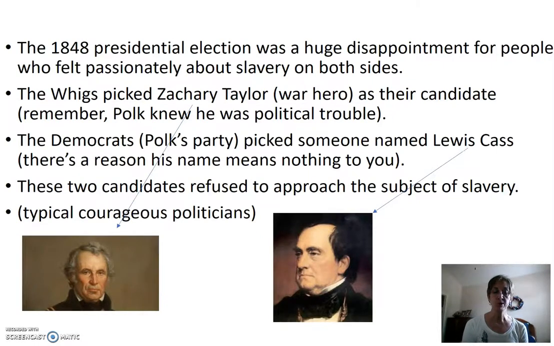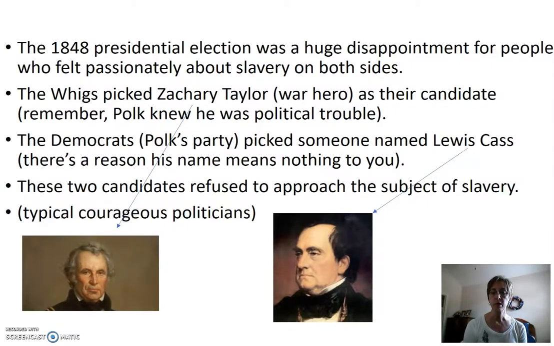All right, now we're going to have a presidential election, though. And it was kind of a disappointment for people on both sides because neither of these candidates, Zachary Taylor, well, we have several candidates running, so let me back up. Okay. So the Whigs picked Zachary Taylor. Now, he's a war hero, and that's good on their part, smart thinking. He's a household name. So people are familiar with him, and he's popular. The Democrats, Polk's party, picked someone named Lewis Cass. There's a reason his name means nothing to you, and you don't have to remember his name for any reason. And neither of these two people were going to approach the subject of slavery. Both of them refused to deal with it. And a lot of people were frustrated with that, as you can imagine.